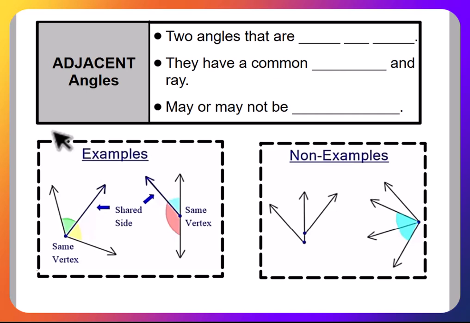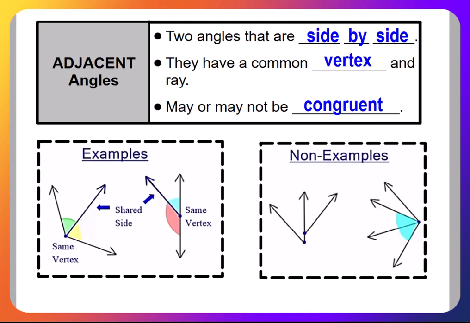First is adjacent angles. Adjacent angles are two angles that are side by side. They have a common vertex and ray. Remember, the vertex is where two rays intersect to make a point. Okay, that's the vertex. It makes an angle. Okay, adjacent angles may or may not be congruent. What does congruent mean? It means equal or the same. Okay, so angles can be side by side, and sometimes they do measure the same, sometimes they do not.